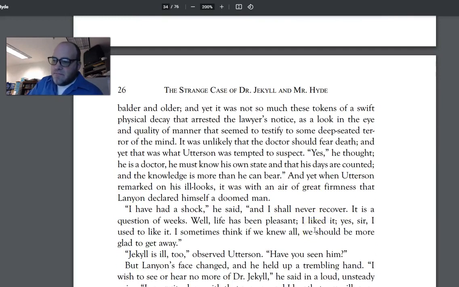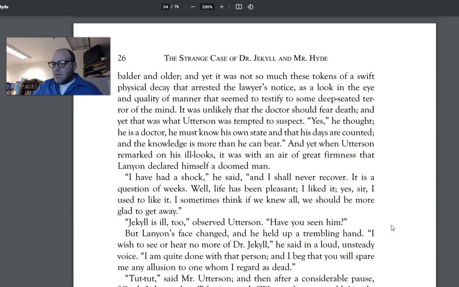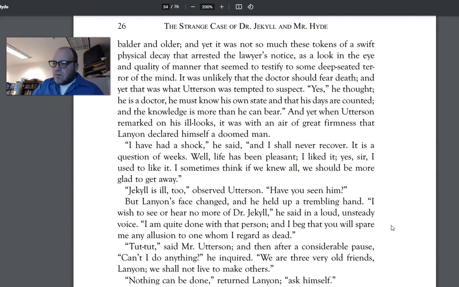I have had a shock, he said, and I shall never recover. It is a question of weeks. Well, life has been pleasant. I liked it. Yes, sir, I used to like it. I sometimes think if we knew all, we should be more glad to get away. Jekyll is ill, too, observed Utterson. Have you seen him? But Lanyon's face changed, and he held up a trembling hand.